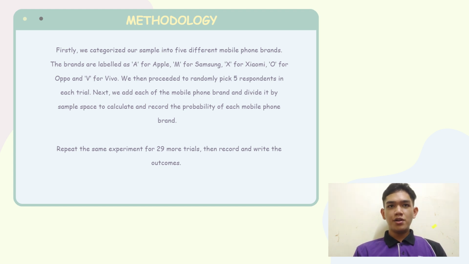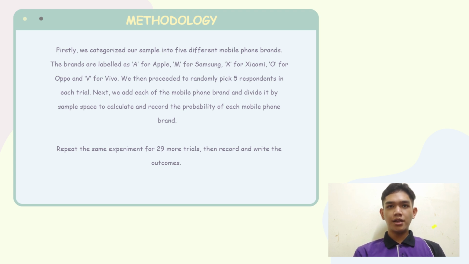For this methodology, as stated previously, the experiment will be conducted by using a simple poll. Then, the sample numbers are counted from the data collected from the respondents. For the experiment, every 5 random respondents will count as one trial. Firstly, we categorize our sample into 5 different mobile phone brands. The brands were labeled in alphabetical order: Apple, Samsung, Xiaomi, Oppo, and Vivo. We then proceed to randomly pick 5 respondents in each trial.